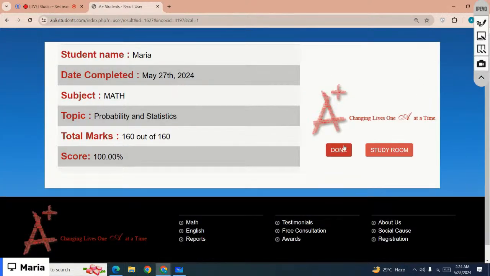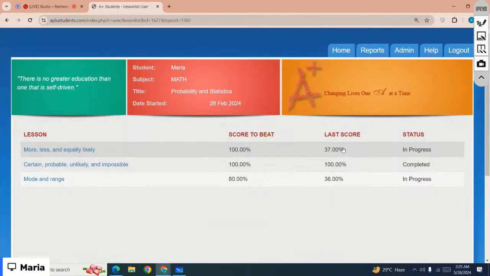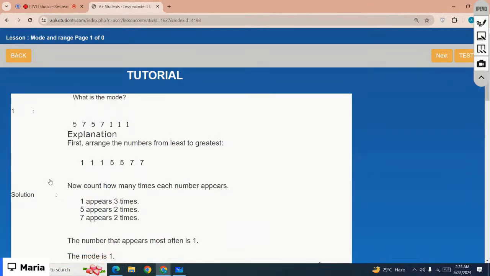Okay, we are done with the lesson. Let's just start with the next one. The next one is mode and range. Let's just start with the next lesson. Okay, let's just start with the first example.